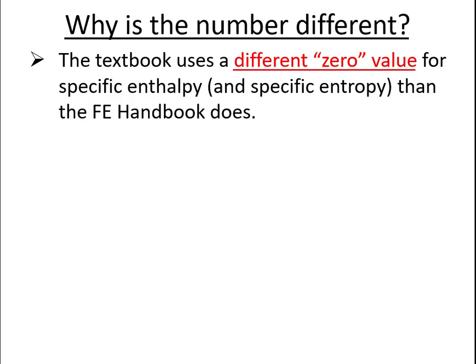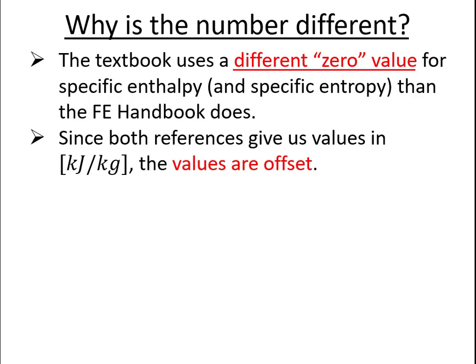It's a little bit like the difference between absolute pressure and gauge pressure, or maybe the difference between absolute temperature and a relative temperature scale like Celsius, which uses 0 as the freezing point of water. But since both references give us values in kilojoules per kilogram, it's important to remember that they're offset. So it's a little bit different than temperature, where we have different scales denoting where the zeros are. It's more like pressure, where gauge pressure and absolute pressure are both measured in kilopascals.